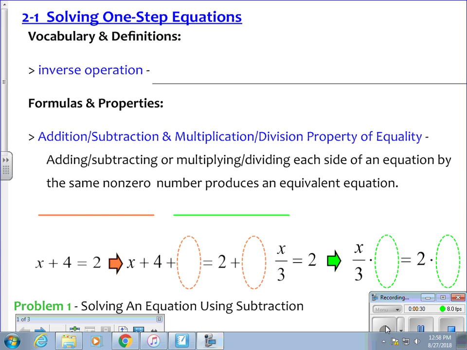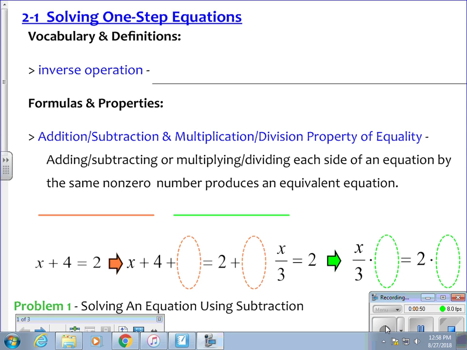So, solving equations. We start out simple and get more complex. It does not matter the level of mathematics you do. Solving equations is essentially the same all the way through. The only difference is the steps you have to make get more complex. But the basic principles are always the same.